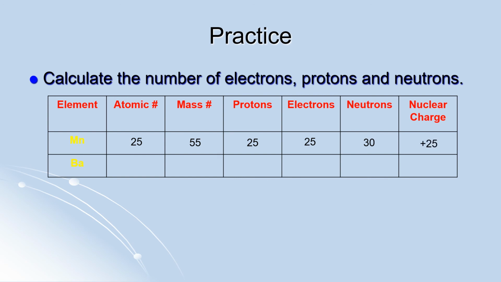Next up, we have barium. Find that in the periodic table. Look at the atomic number. That turns out to be 56. The mass number, which is the number in the top left-hand corner, is 137. Number of protons is equal to the atomic number, which is 56. Electrons: because this is a neutral atom, the number of protons is equal to the number of electrons, so that is also 56. And then the number of neutrons will be mass number minus atomic number, 137 minus 56, that gives us 81. And finally, the nuclear charge, which depends on the number of protons, so that is going to be positive 56.